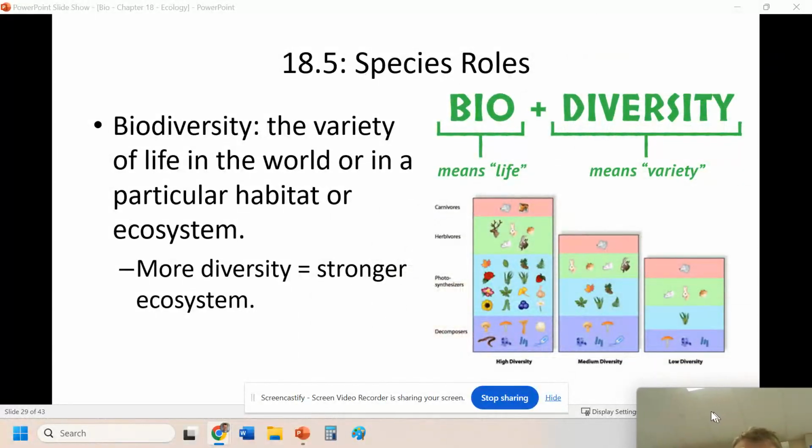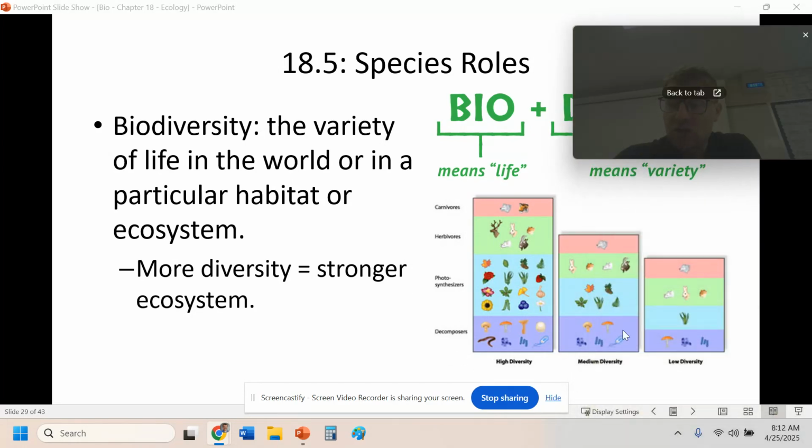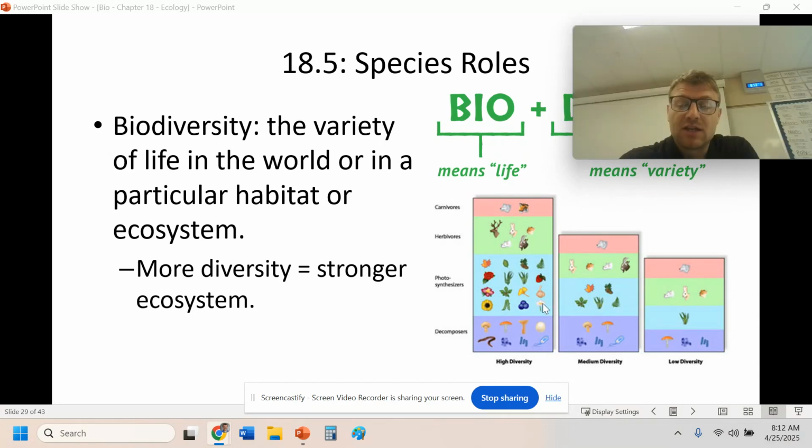Our last thing that we're going to talk about is biodiversity. This is pretty easy for students to understand because it's in the name: bio means life and diversity means variety. It's the variety of different species in an environment. What we typically see is that more diverse environments are stronger. You can see here this diversity is a lot higher than a lower diversity ecosystem here. When invasive species try to inhabit a high diversity environment, they do worse than they would in low diversity environments. So these higher diversity environments are much stronger than the lower ones.